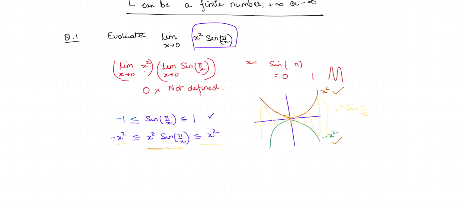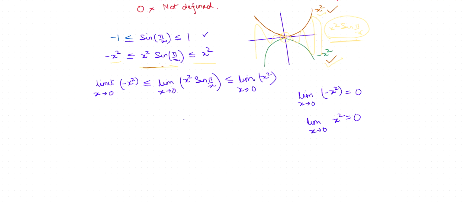So basically the graph of x square sine pi by x is getting squeezed between the graph of x square and negative x square. So we are using the squeeze theorem, or sandwich theorem. This graph is squeezed or sandwiched between both the graphs. As x is approaching 0 from the left and right side, the value of this function is also approaching 0. That is the definition of limits. So let's find the limit now.